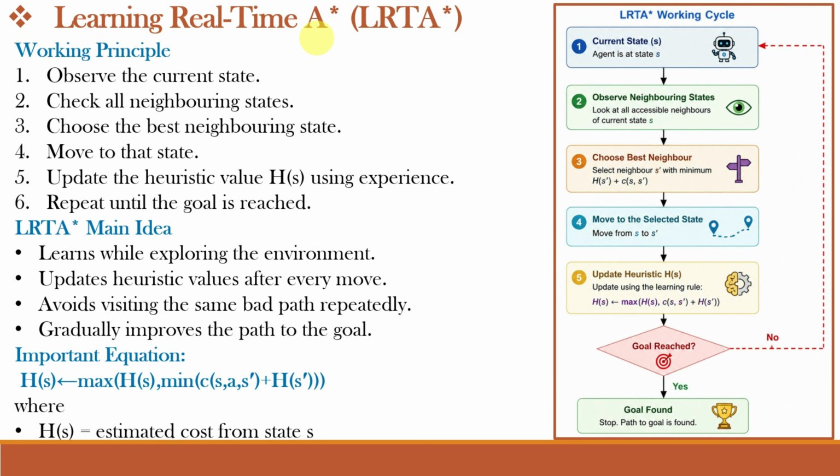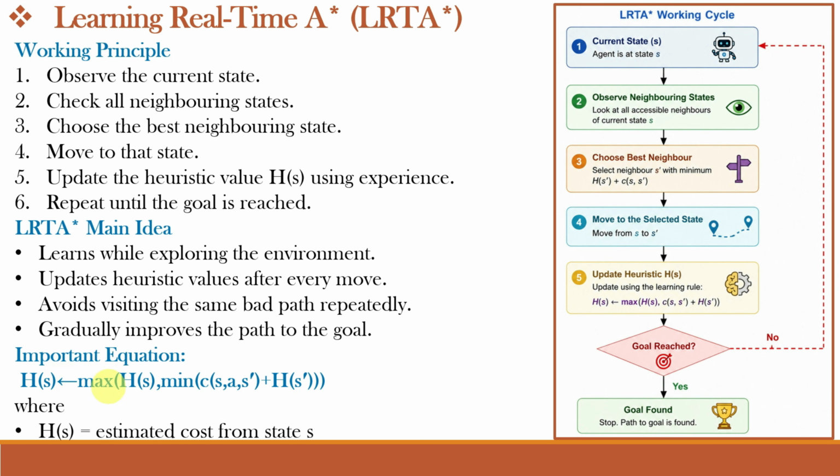Unlike A-star, LRTA star does not know the complete map. It learns while moving. First, the agent observes its current state. Next, it checks all the neighboring states that it can move to. Next, using the heuristic values, it chooses the neighbor that appears to be best. Then the agent moves to that state. After moving, it learns something new about the environment. Using this new experience, it updates its heuristic value h(s), and the agent repeats the same process again and again until it reaches the goal.